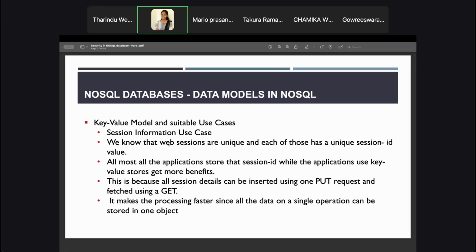You know what sessions are, right? So when you log into a system, a session ID will be created for you, and based on the session ID, the things that you have done inside the system will be recorded. In order to store those session details, usually this key value model will be used. You will be given a unique session ID, that's your key, and the values, that means all the activities and all the updates that you make inside the session, will be stored as a value. It can be stored as a string, as a table, or as a list. So that is what key value store means.